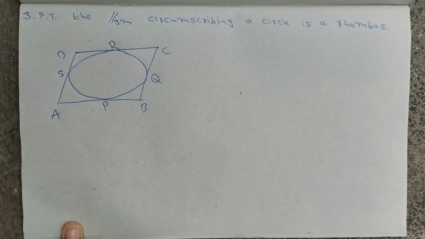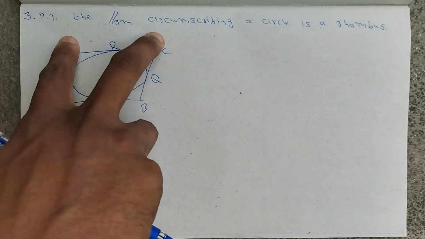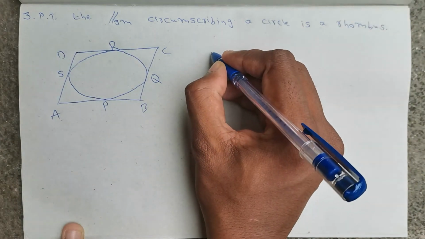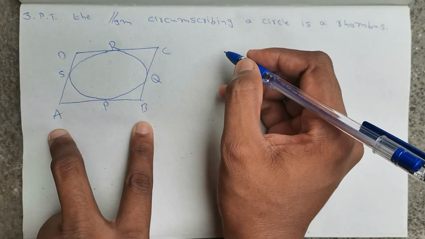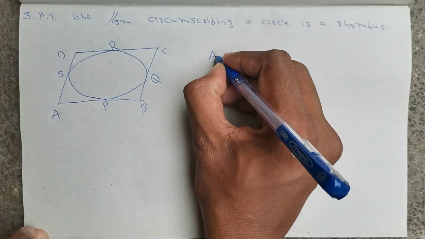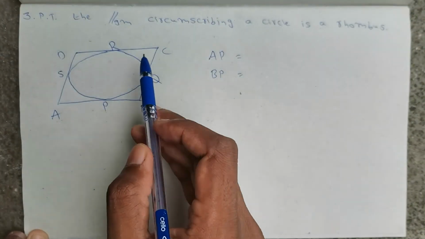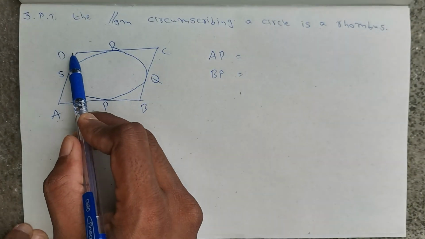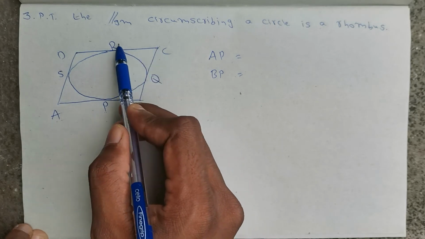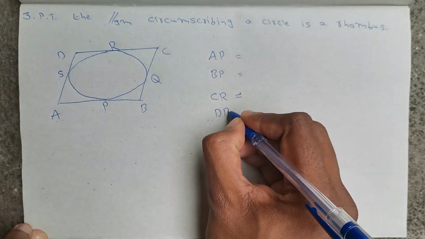So first what I will do, I will take this AB and the upper one CD. Here AB totally can be written as AP plus BP, so one is AP and one is BP. The same way, the opposite one, CD total side, if we make it half, CR, RD, CR, DR.